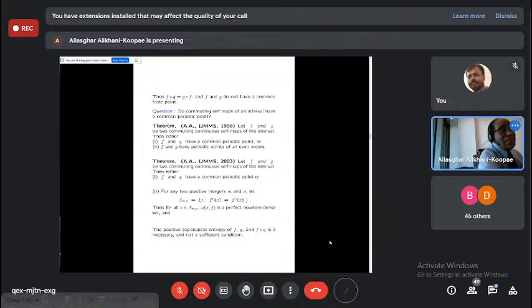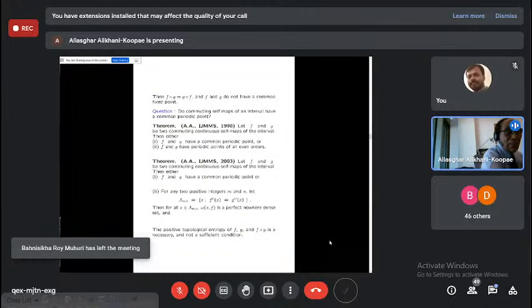Okay, so we see that these two have 0 and 1 as periodic points. If you look at the construction from the beginning, you see that 0 and 1 form a periodic orbit of period 2 for any of those f_i's and g_i's, and therefore is a common periodic point for f and g. So the question is: do commuting self-maps of an interval have a common periodic point? I worked on these problems, and there were times that I was convinced that the answer is no.